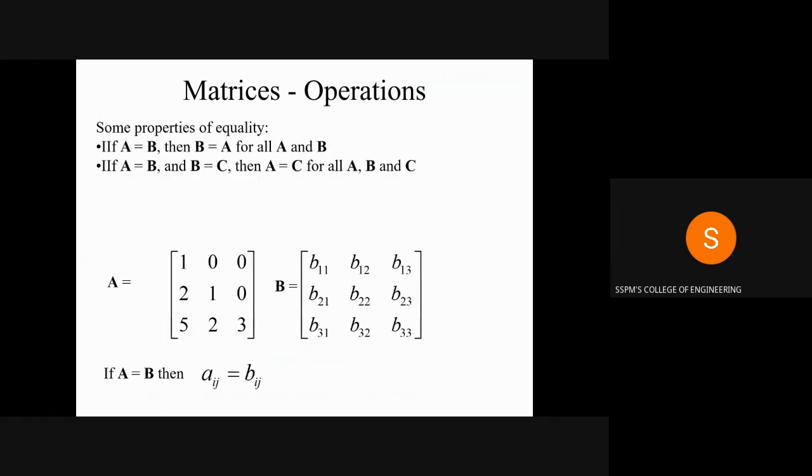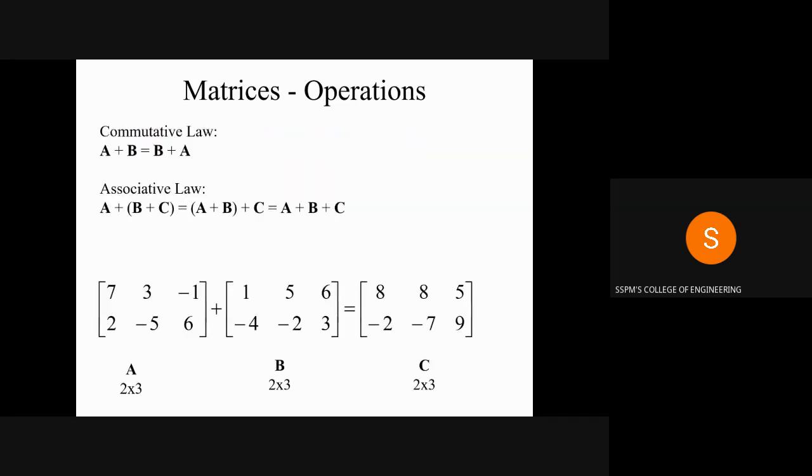Next, A and B are equal. So what will be the value of B11 if A is equal to B? If A is equal to B, what is the value of B11? It is 1. If you are asked to find the value of B32, what is the value of B32? It is 2.